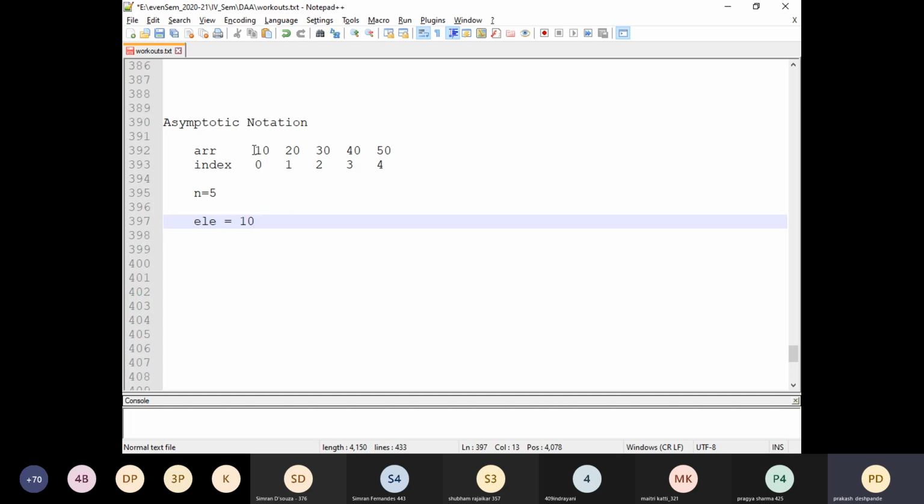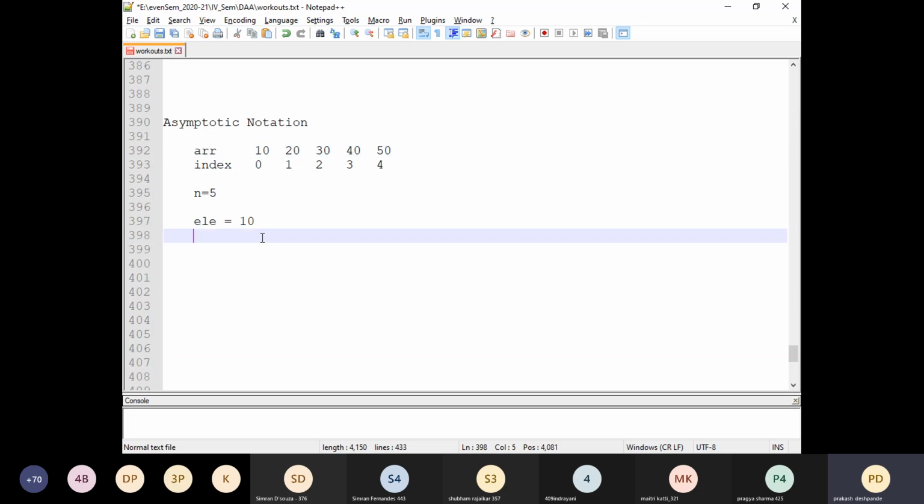Now what will happen in this case? The first element itself is the element which we are looking for. That means the search has become successful. Then we need not consider the search with respect to the remaining elements. We can stop here itself.